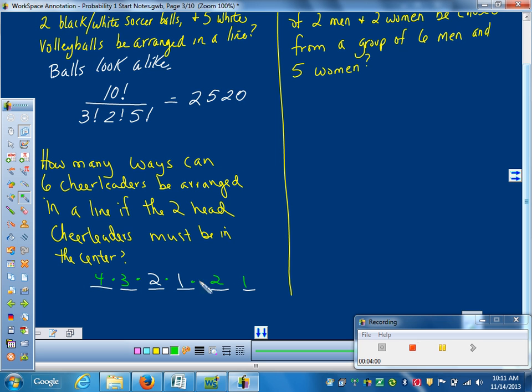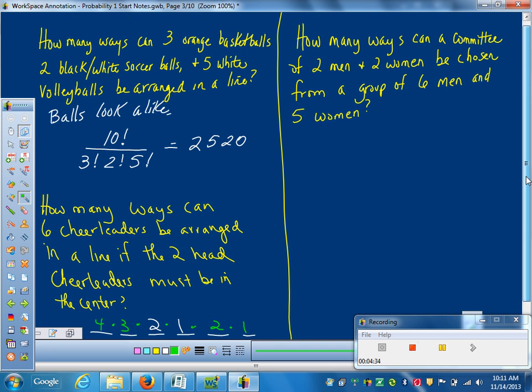12, 24, 48. Why do you do the 2, 1 again? Because the head cheerleaders have to be in the middle, so there would only be 2 choices for who could stand there, and then there would only be 1 person left who could stand there. Because once you put 1 person there, there's only 1 other head cheerleader left. And then there's 4 other cheerleaders left, so then we went 4, 3, 2, 1. So 48.